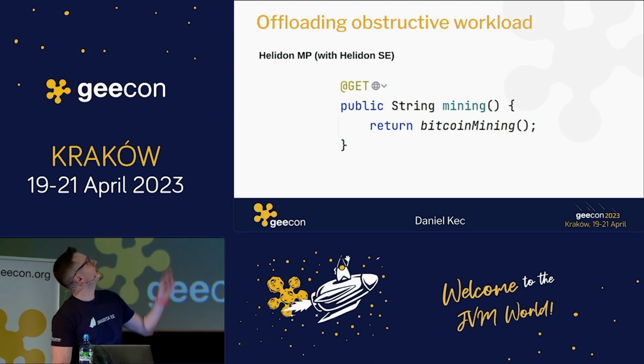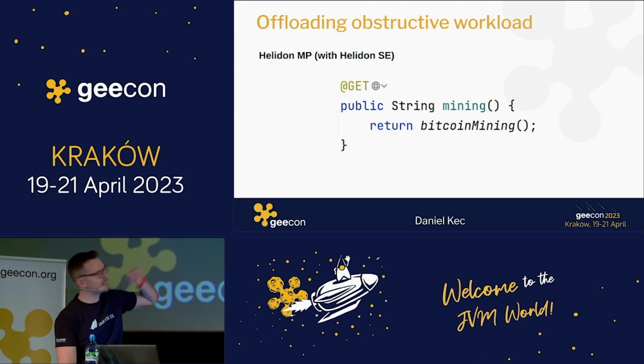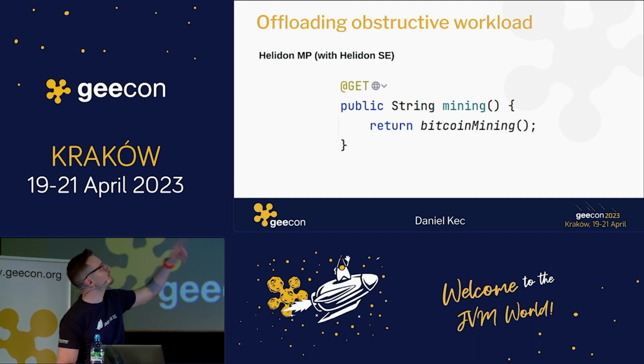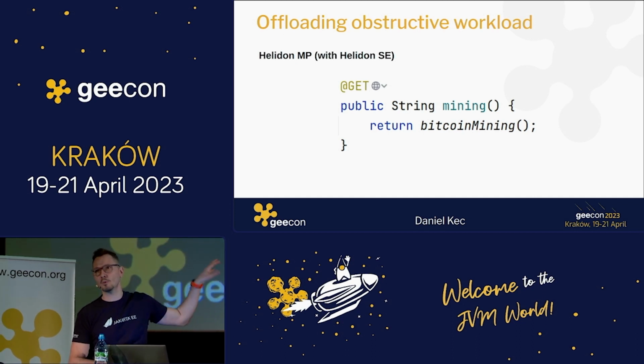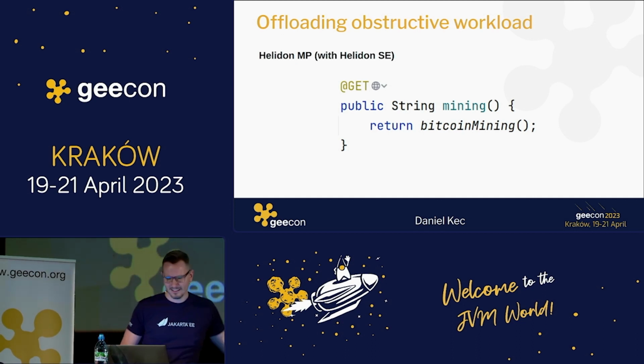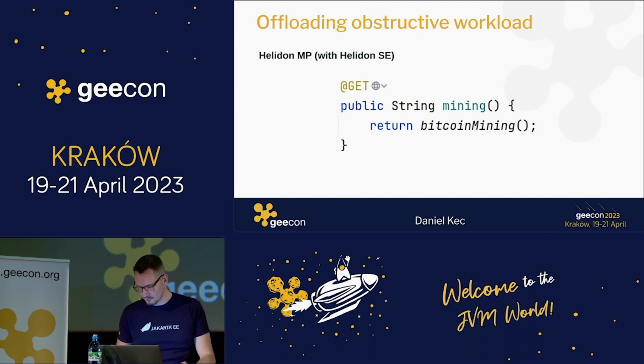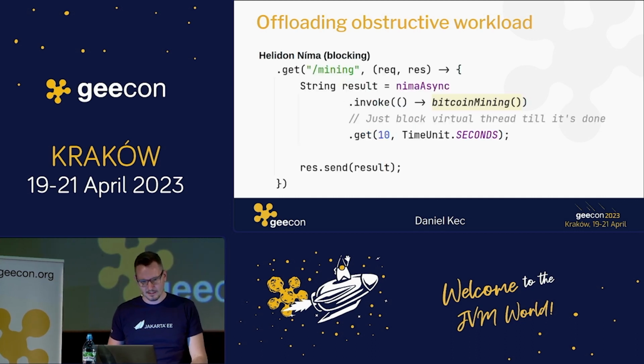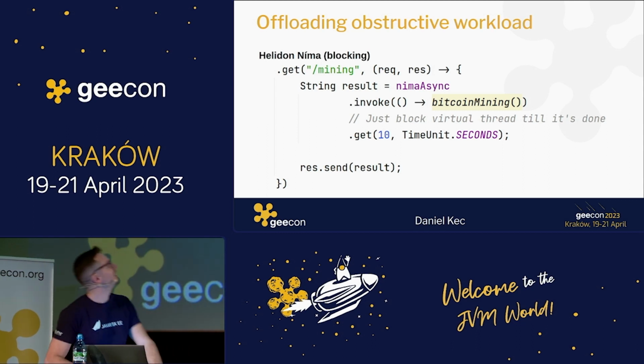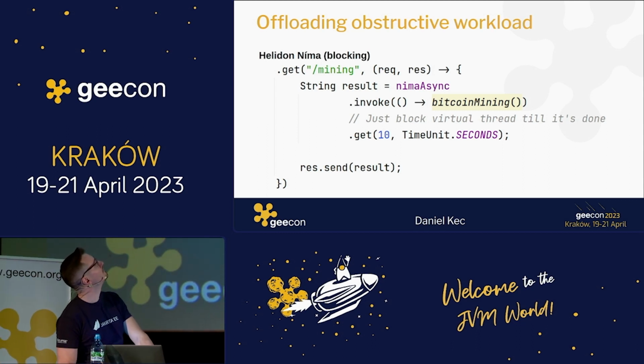Yeah, this is the Helidon MP on Helidon SE, so it's in Helidon 3. This is what you do. You don't have to do anything because it's all offloaded already. This is what we did, and that's why we had the performance disadvantage. And this is what you do in Nima. You do exactly the same thing. You just offload it, and you don't have to use callbacks anymore, right? Because the blocking works nicely.